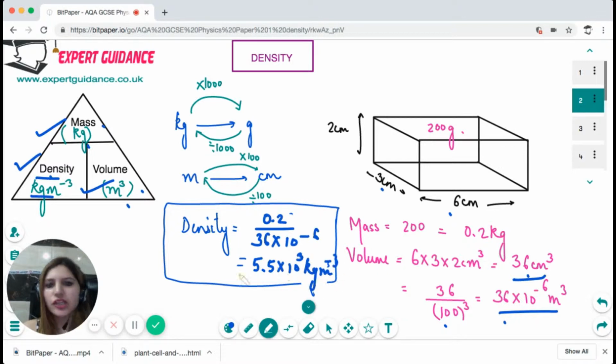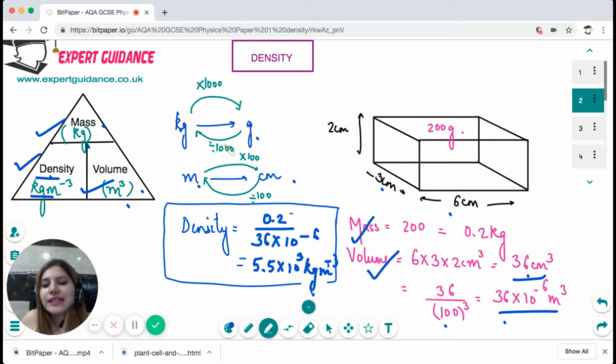Okay, so in order to measure the density of a substance, we first find the mass, then we find the volume. The mass has to be in kilograms and the volume has to be in meters cubed. For the conversion, meter to centimeter, you times by 100, centimeter to meter, you divide by 100. Here it was cubed, so centimeter cubed is divided by 100 cubed. And kilograms to grams, it's times by 1000, grams to kilograms divided by 1000.